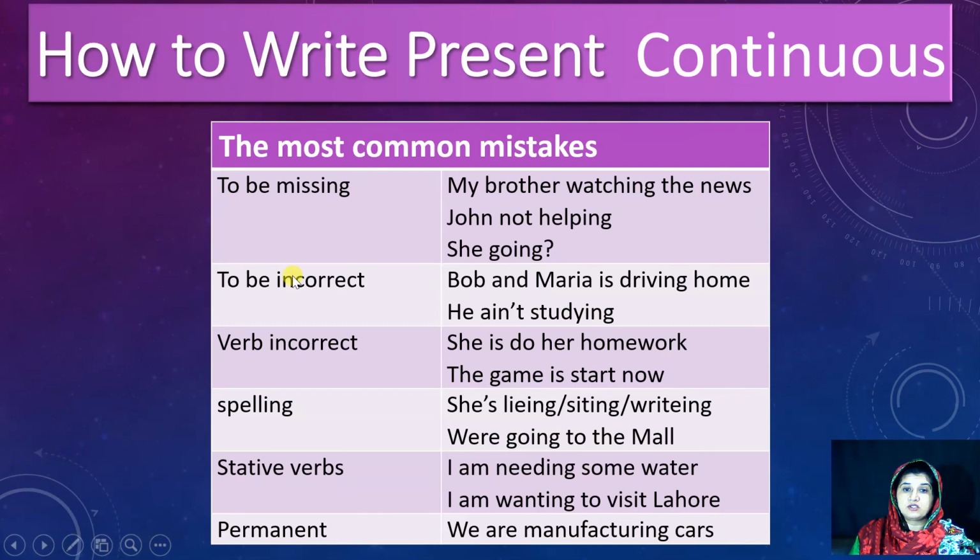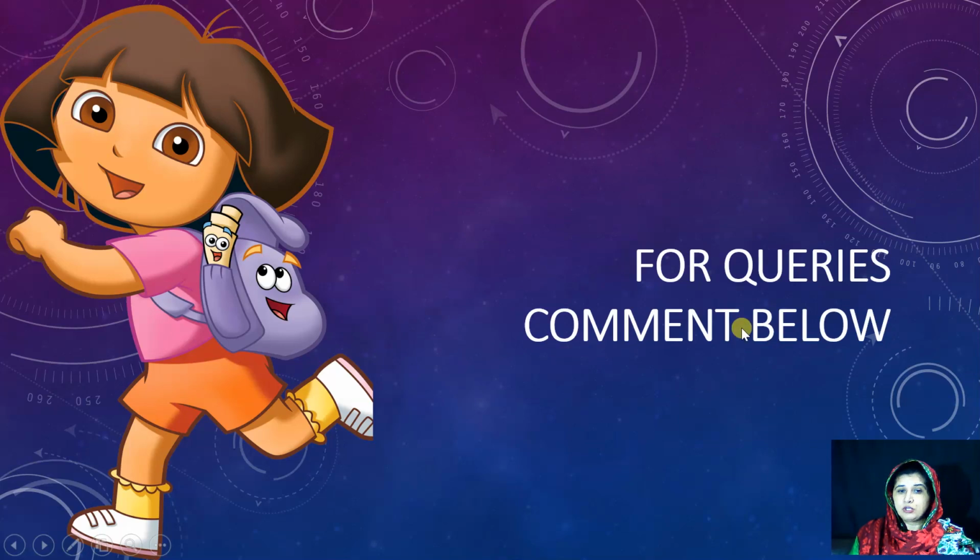Yes, if we use present continuous tense with a stative verb, that's a mistake. I am needing some water, that's incorrect. What should we say? I need some water, because need is a stative verb. I am wanting to visit Lahore, incorrect. I want to visit Lahore. Permanent concepts, yes, permanent concepts are always shown through simple present. So, we are manufacturing cars is a wrong sentence. And what should we say here? We manufacture cars, right?